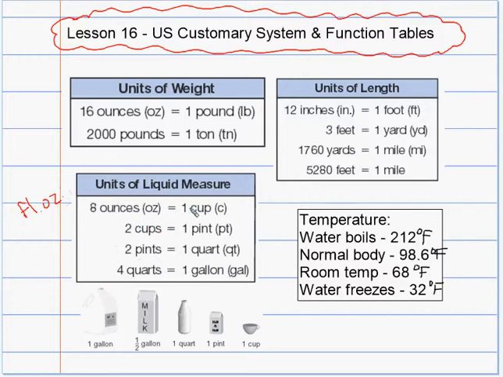Okay, so 8 ounces in 1 cup, 2 cups equal a pint, 2 pints equal a quart, 4 quarts equal a gallon, and again you can work backwards. 1 gallon equals 4 quarts. 1 pint equals 2 cups.